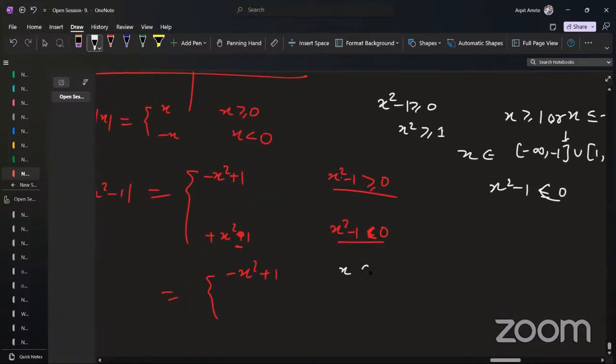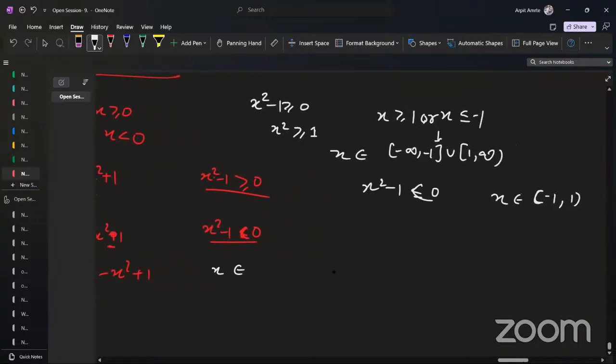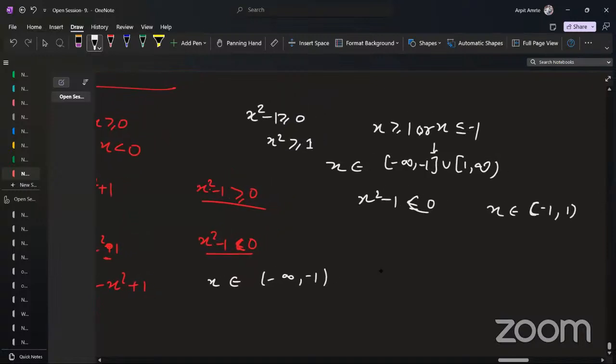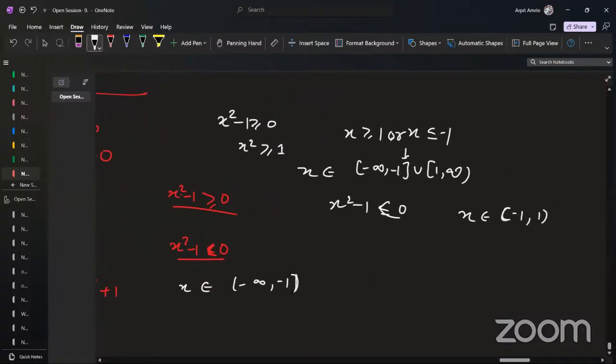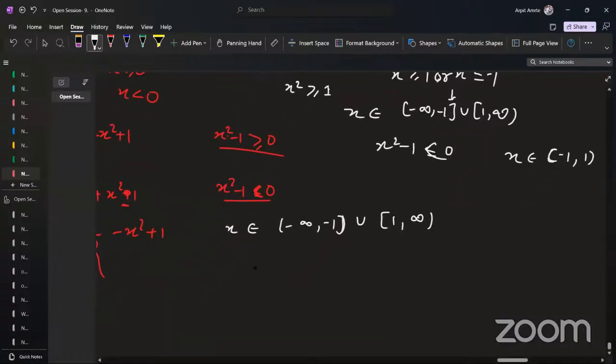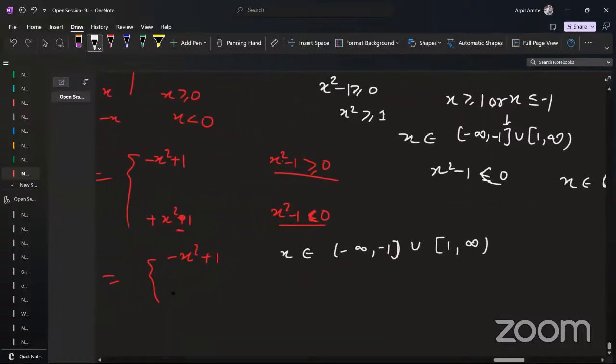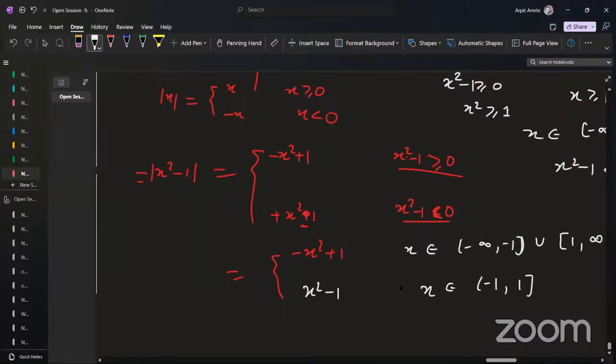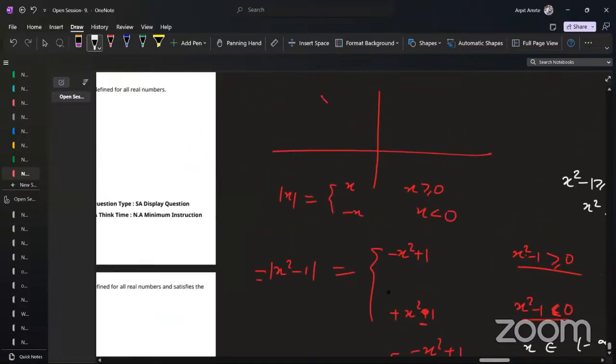So what will it be? If x is coming from minus infinity to minus 1 union 1 to infinity, and here, where x squared minus 1 is negative, x is coming from minus 1 to plus 1. Right? Yes. This is what we have.